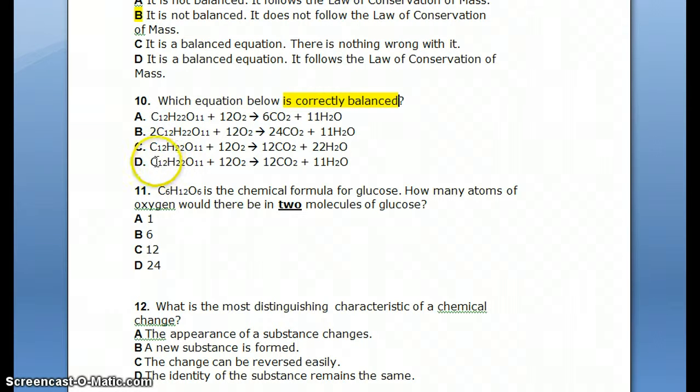D says I have 12 carbons on the reactant side, and I have 12 carbons on the product side. I have 22 hydrogens on the reactant side, and I have 22 hydrogens on the product side. And I have 11 oxygens plus the 24 oxygens, which is 35 oxygens on the reactant side. And I have 12 times 2 is 24 oxygens plus 11 oxygens, which is 35 oxygens on the product side. So D is my best answer choice.